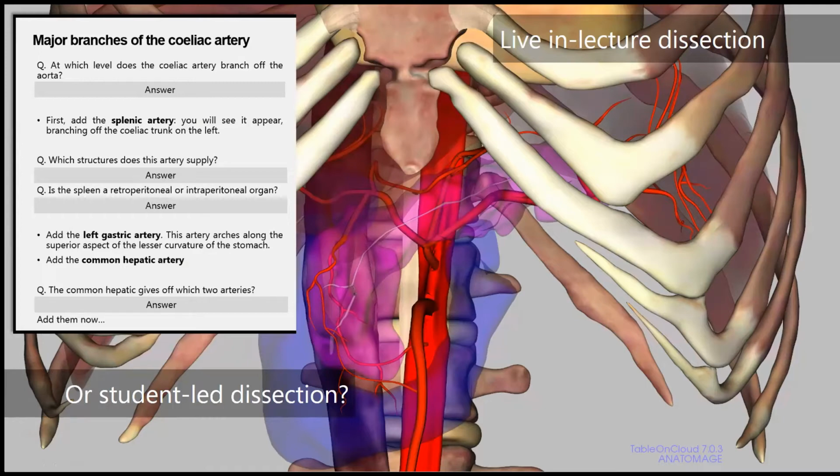And if students are working in small groups together, they can get access to the Table on the Cloud. One of them can lead the dissection, as in any dissection room. One person can read the instructions and the questions out loud, and the other people can answer the questions, and we can change roles around. So that brings the students much more into the process.